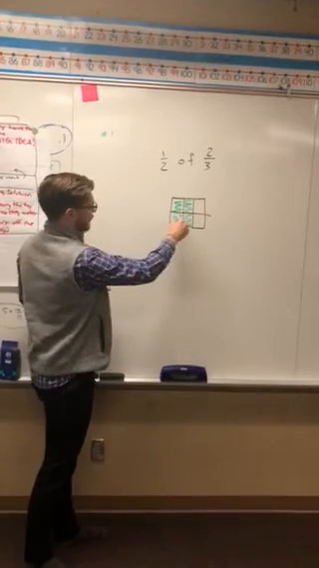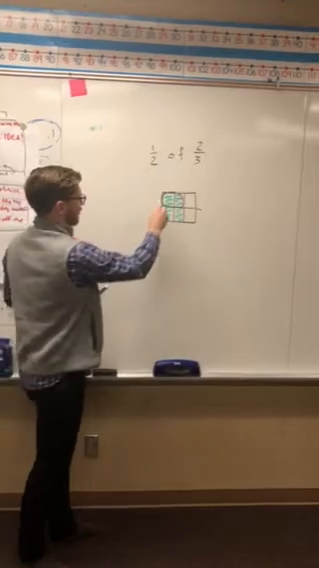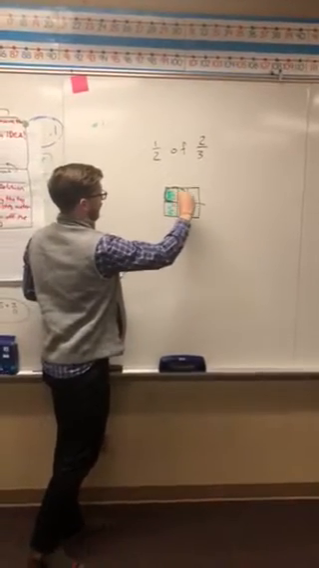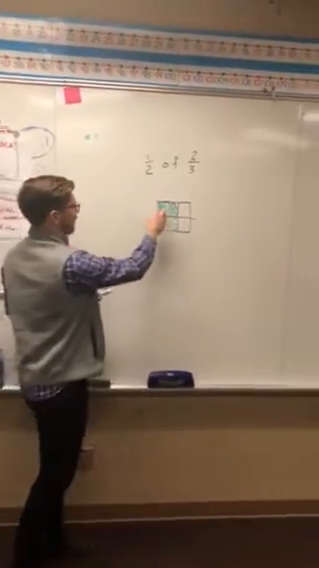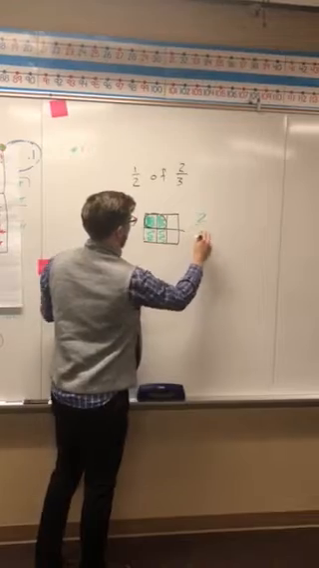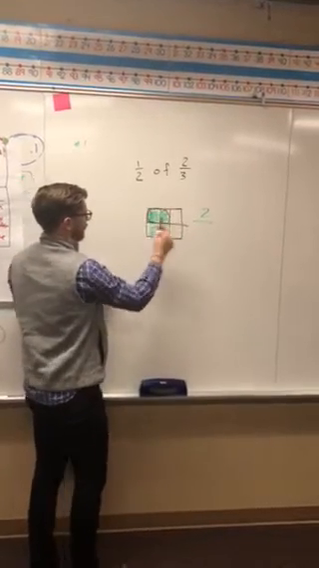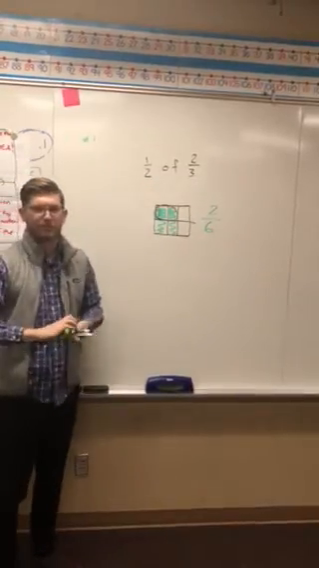And half of the green is all of that. So this is 1/2 of 2/3. And now I can just count the pieces. So I've got 2 out of 1, 2, 3, 4, 5, 6. 2/6 is equal to half of 2/3.